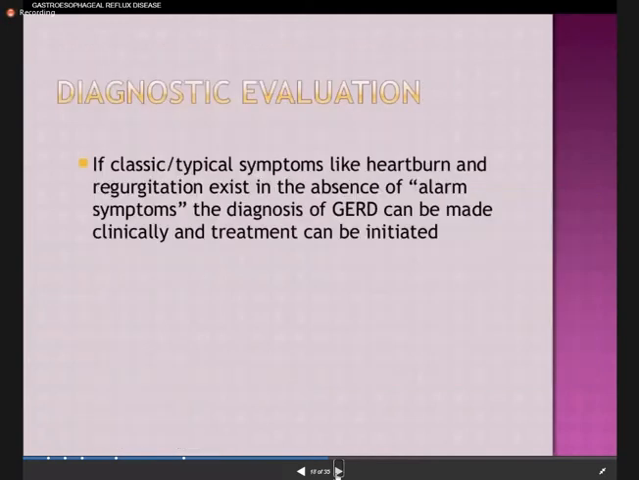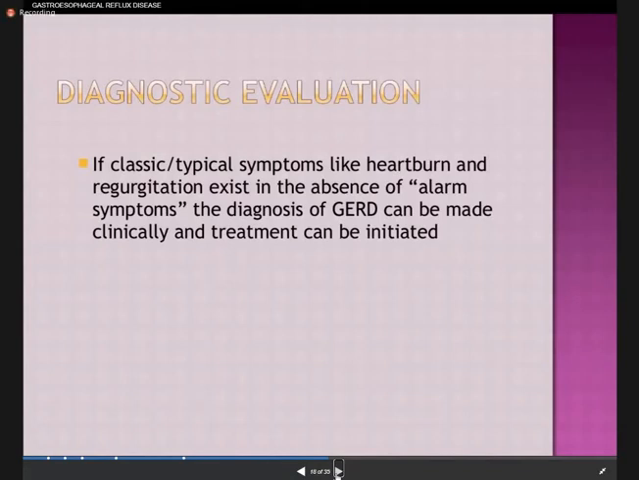So, if the classical typical symptoms like heartburn and regurgitation exist, in the absence of alarm symptoms, the diagnosis of GERD can be made clinically and treatment can be initiated. If a patient presents to you with classical symptoms of gastroesophageal reflux disease, you start the patient on proton pump inhibitors. Previously, we used to start H2 receptor antagonist as well, but now the proton pump inhibitors.